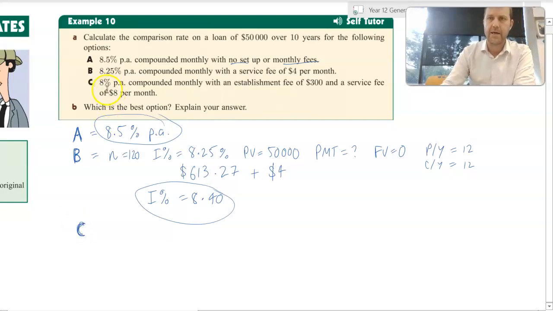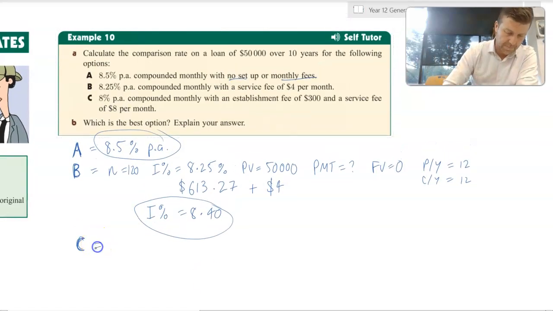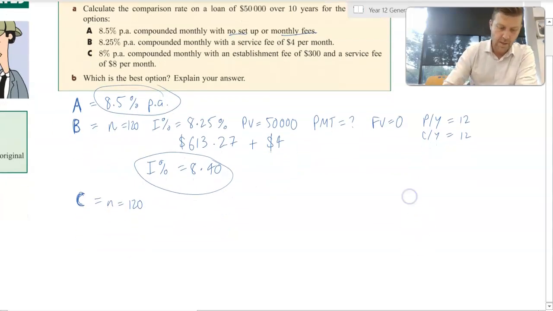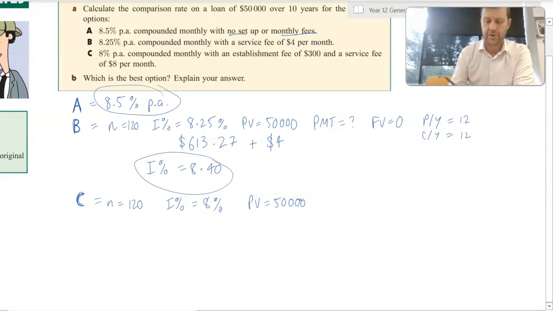It offers an interest rate of 8% per annum compounded monthly with an establishment fee of $300 and a service fee of $8 per month. So let's have a look at those details here. N is still going to be 120 because it's monthly. The interest rate here is 8%, so a little bit better again. My PV is going to be $50,000, but because there's an establishment fee of $300, I'm going to add that. So PV now becomes $50,300.